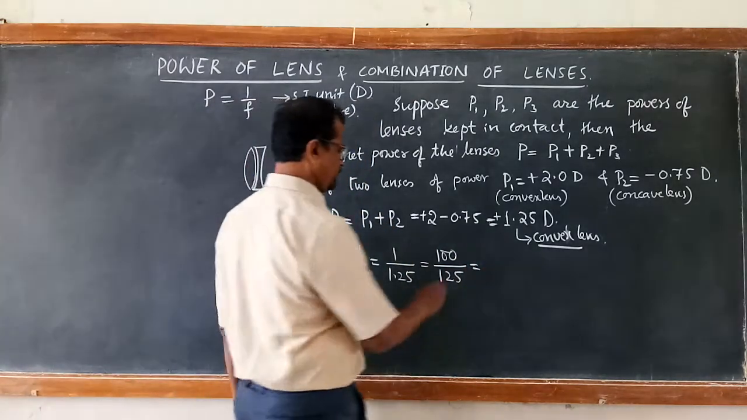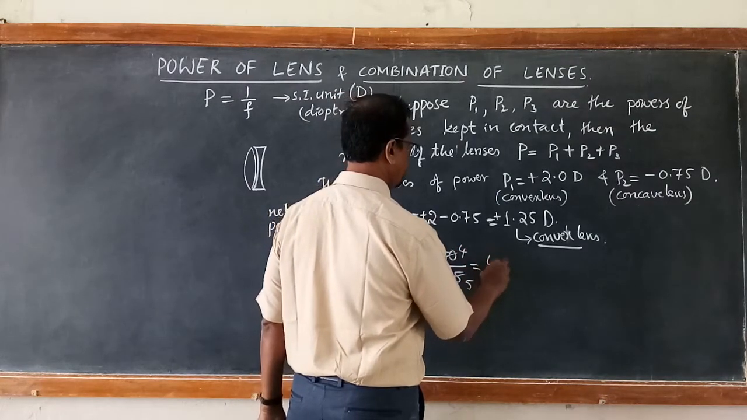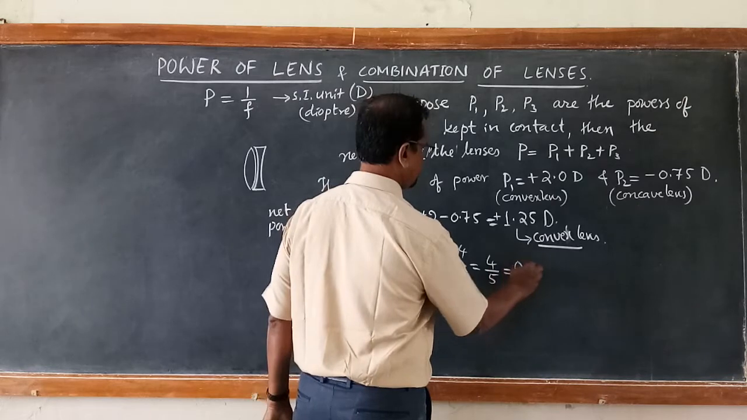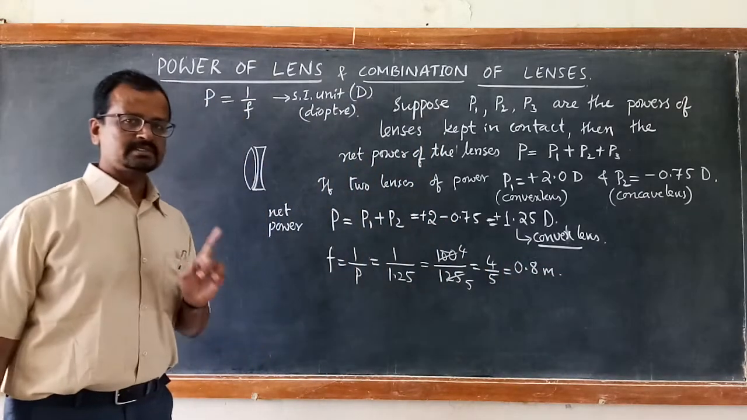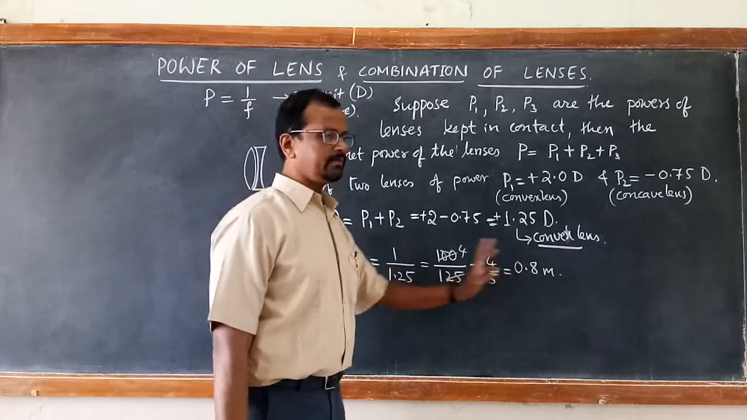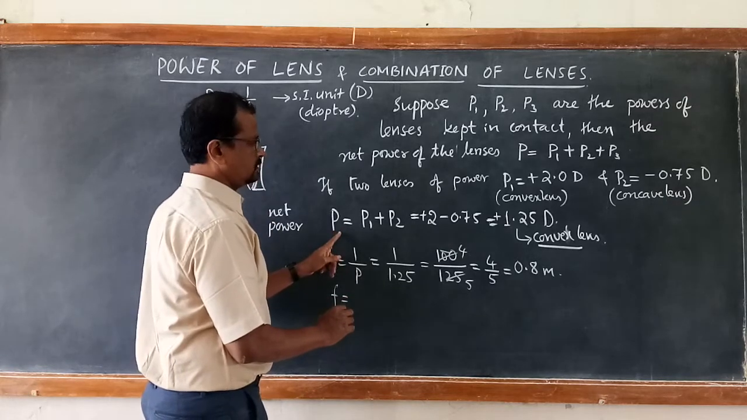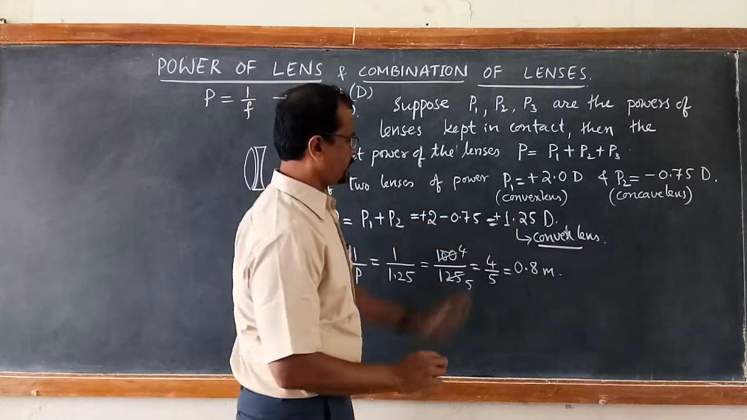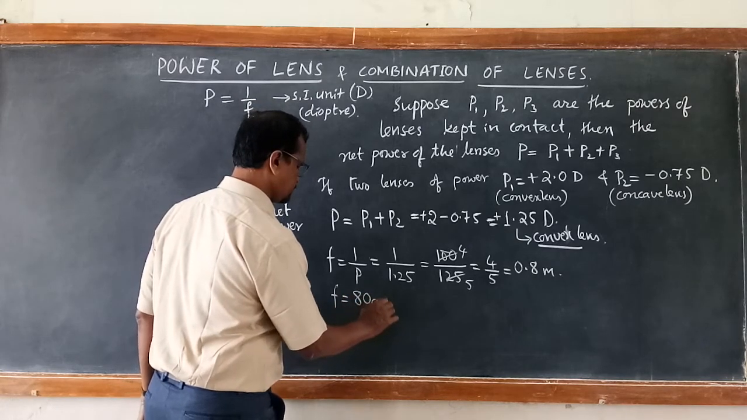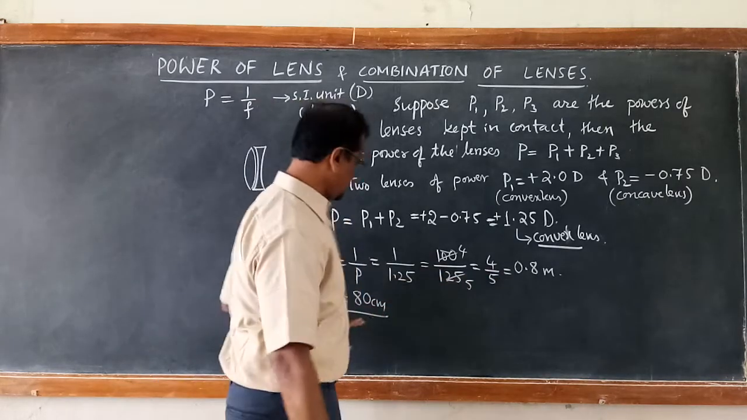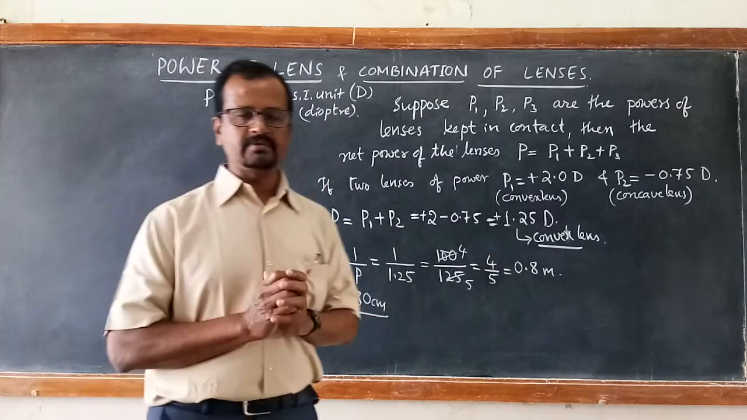So if you simplify, 25 5s are 4 by 5, that is 0.8 meter, because focal length is expressed in meter. 0.8 meter means the focal length of such a power, plus 1.25 diopter, is equal to 80 centimeter. This is in meter, this is in centimeter. This is how we should be able to identify whenever there is a combination of lenses.